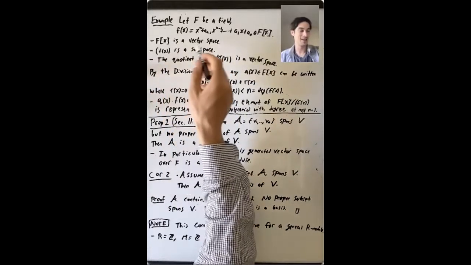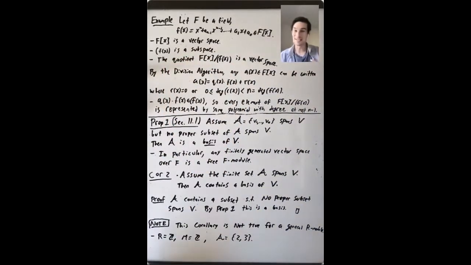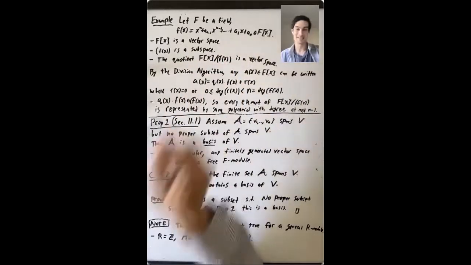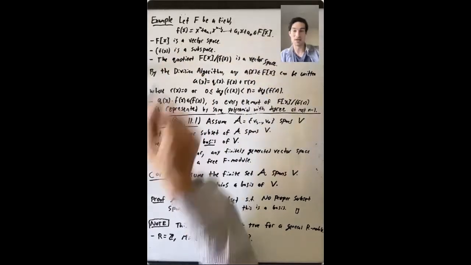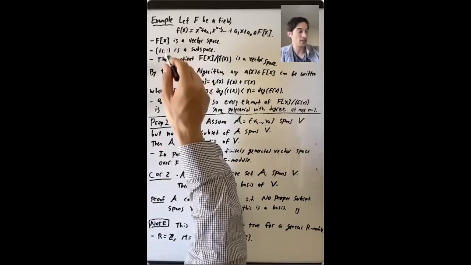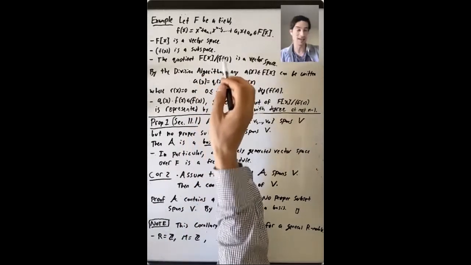And the ideal generated by our polynomial f is a subspace. So this is easy to check that these sets satisfy the axioms of a vector space. We have seen that if you have an R module M and a submodule N, that the quotient M mod N is also an R module. So if you take the special case where R is a field, the quotient of vector spaces is also a vector space. So the quotient F[x] mod the ideal generated by this polynomial is also a vector space. And now what do elements of this quotient look like?